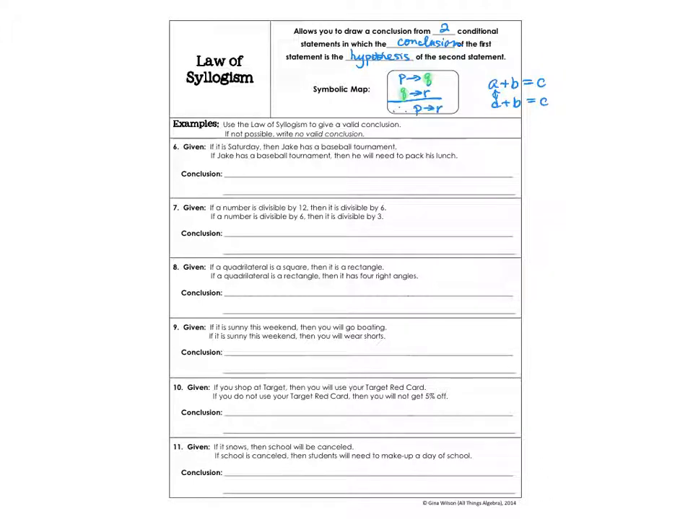Second statement, if Jake has a baseball tournament, then he will need to pack his lunch. Notice that in the first one, I have the conclusion here: Jake has a tournament. And then in the second statement, that's my hypothesis, right? So if I want to label it out, if P, then Q. Here I have Q, and my conclusion is R.